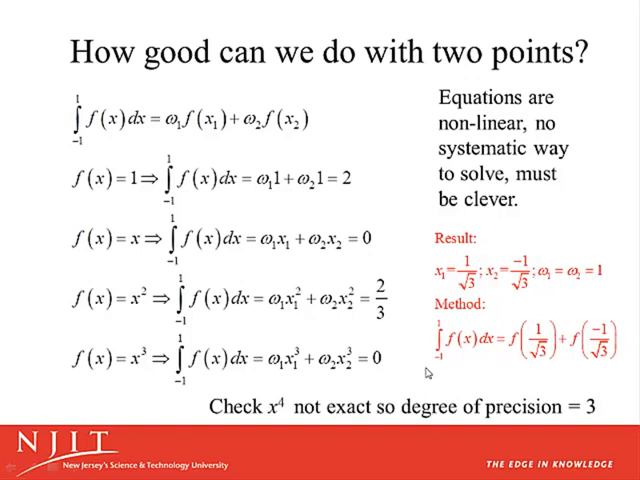And so we have a method that the integral from minus 1 to 1 of f of x dx can be approximated as 1 times the y value at x equal 1 over radical 3 plus the y value at minus 1 over radical 3. One could check that if you use y equal x to the fourth, this method is not exact, and so the degree of precision is equal to 3, but we've only used 2 locations in x.